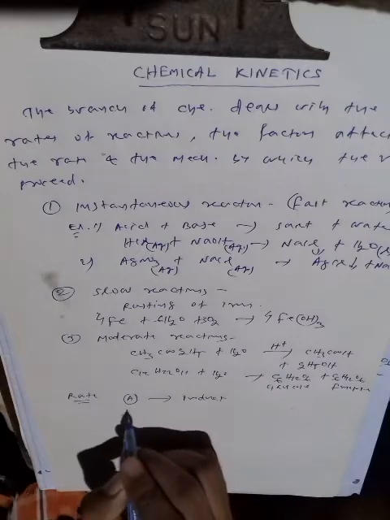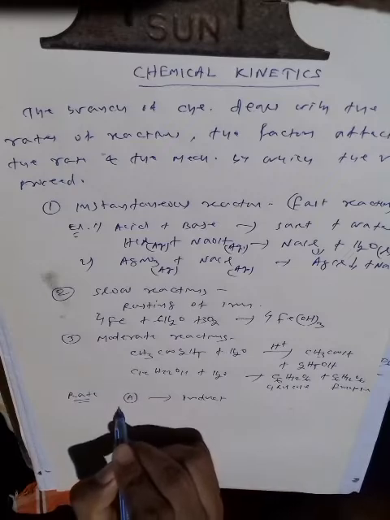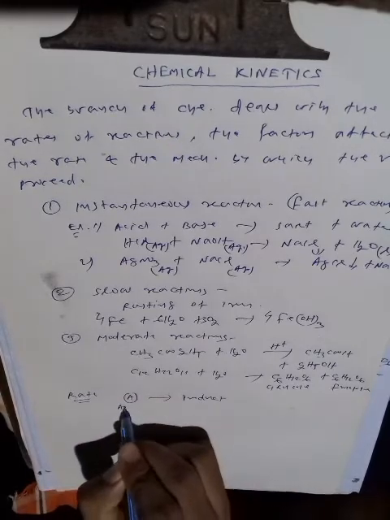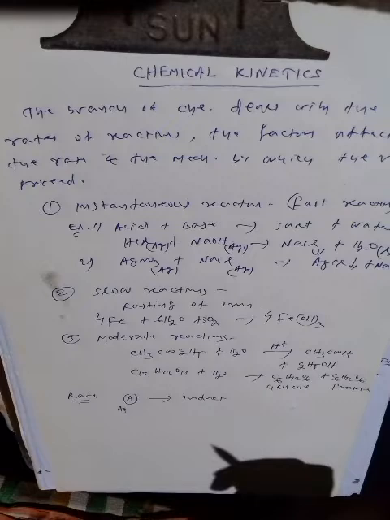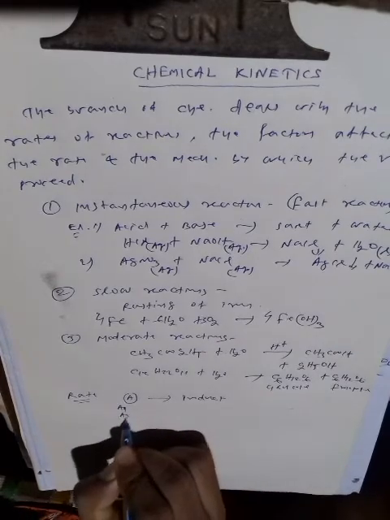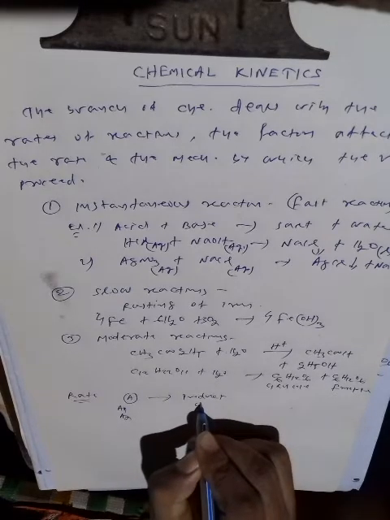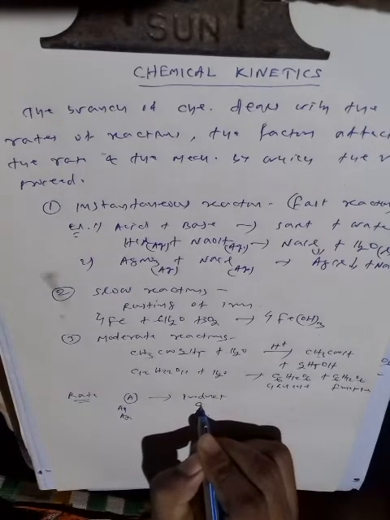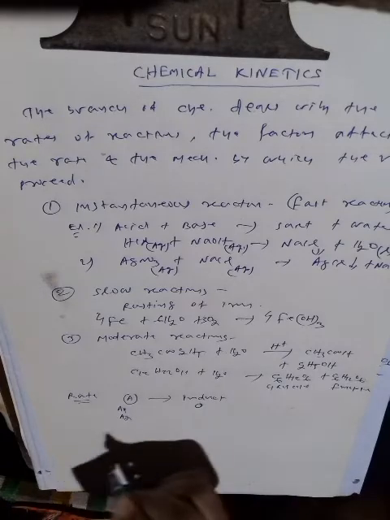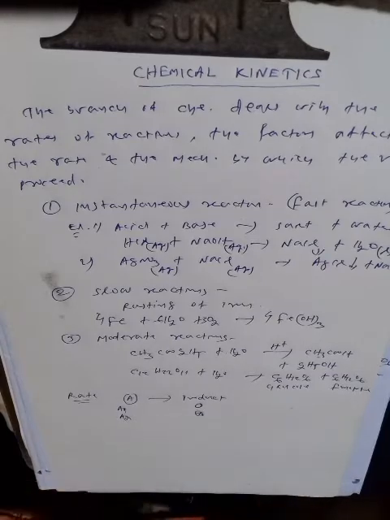Suppose the initial concentration of A is A1, suppose A1 moles per liter. After time t, its concentration becomes A2, and the initial concentration of product is 0. Initially no product has been formed, so the concentration of product is 0, and after time t, some product has been formed. Suppose X amount of product has formed.